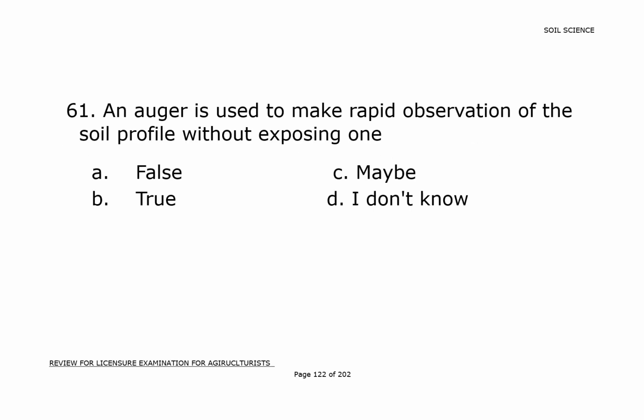The answer is false. Number 61. An auger is used to make rapid observation of the soil profile without exposing one. A. False. B. True. C. Maybe. D. I don't know.